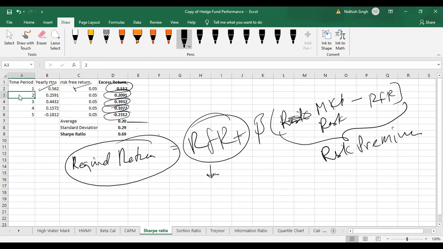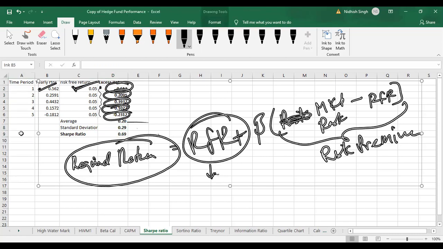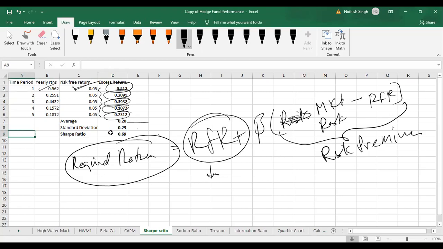C shows the hypothetical, or maybe your actual, risk-free rate. And then this is the excess return. Take the standard deviation of all this, which is here. And then you arrive at the Sharpe ratio by dividing the average excess return by the standard deviation. What is the Sharpe ratio telling them?